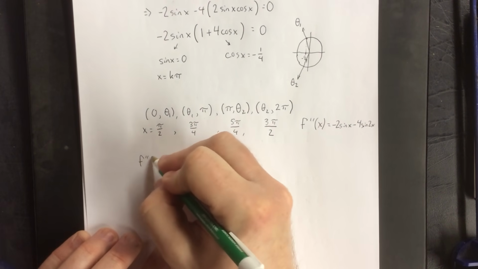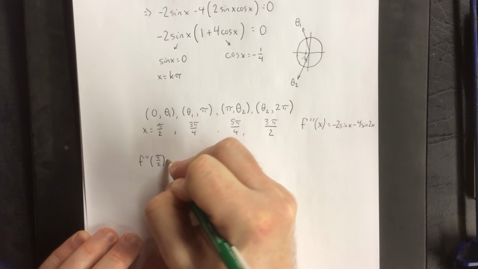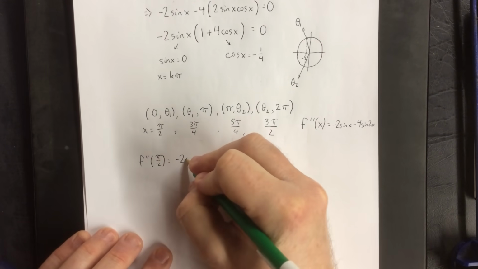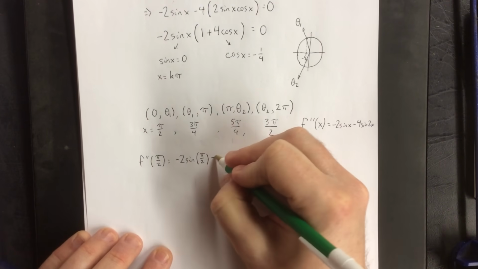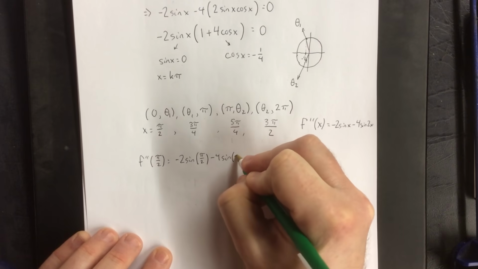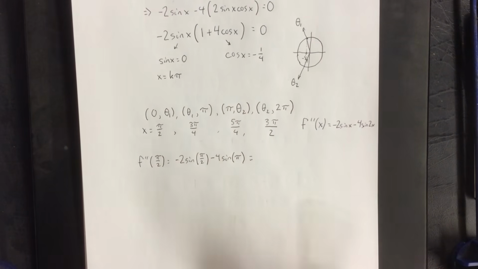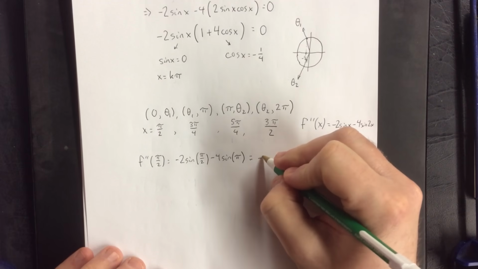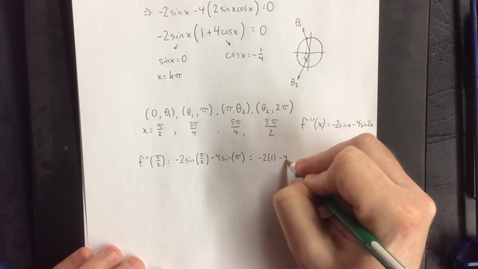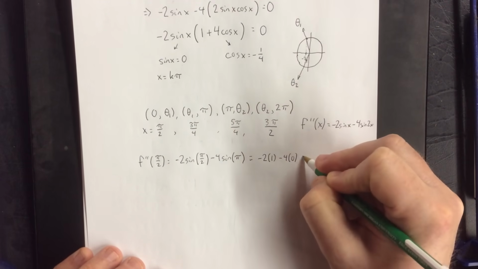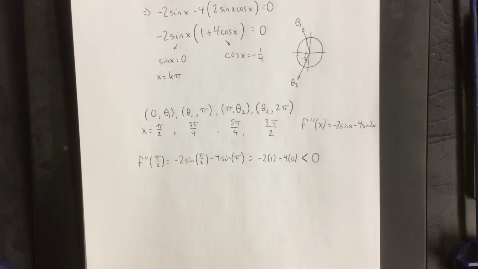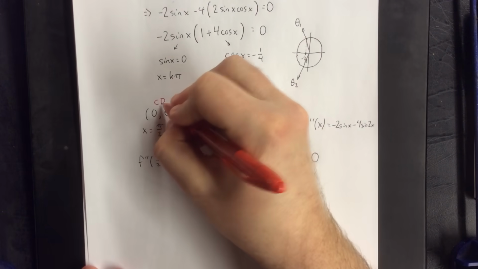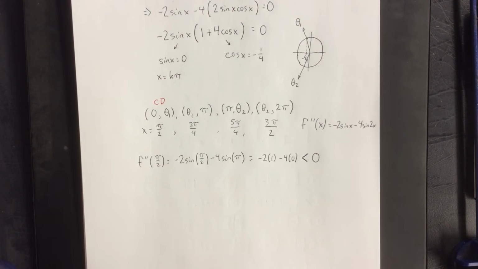So f double prime of pi over 2 is going to be equal to negative 2 times the sine of pi over 2 minus 4 times the sine of double that angle. That is going to be negative 2 times 1 minus 4 times 0. I don't care that that's equal to negative 2. I care that it is negative. So on our first interval, we can count on this thing being concave down. We'll use CD for concave down.